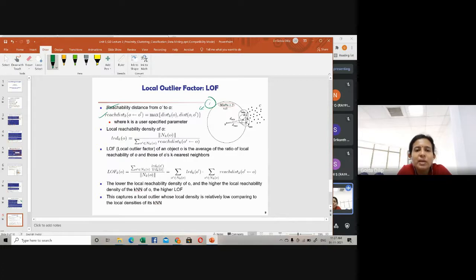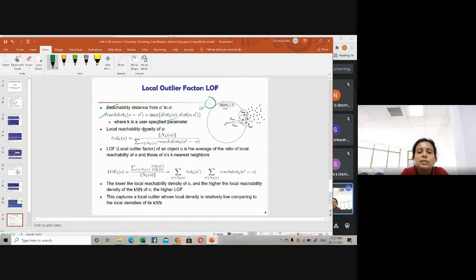The k which is mentioned here is a user specified parameter. It controls the smoothing effect. The k specifies the minimum neighborhood to be examined in order to determine the local density of the object. And one more thing to be noted is the local reachability density of O. The first equation was the reachability distance from O dash to O.